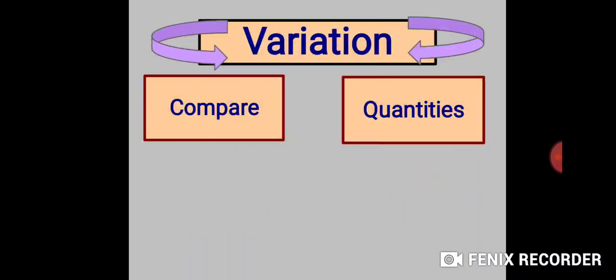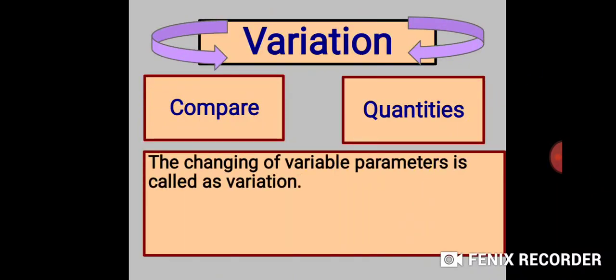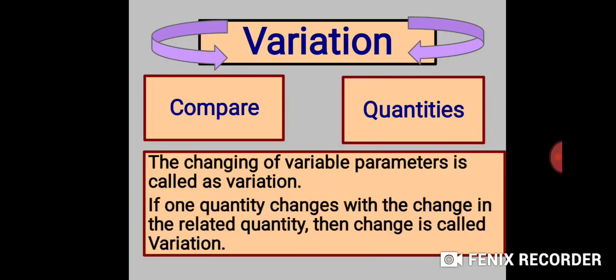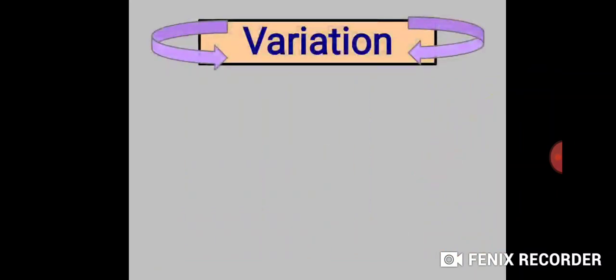In variation there are two quantities, and we compare these two quantities and observe their changes. Variation is the changing of variable parameters. In simple language, we say that if one quantity changes with the change in the related quantity, then the change is called variation. This phenomenon is known as variation.